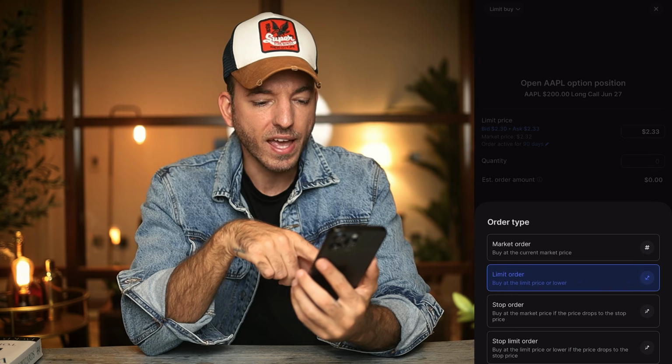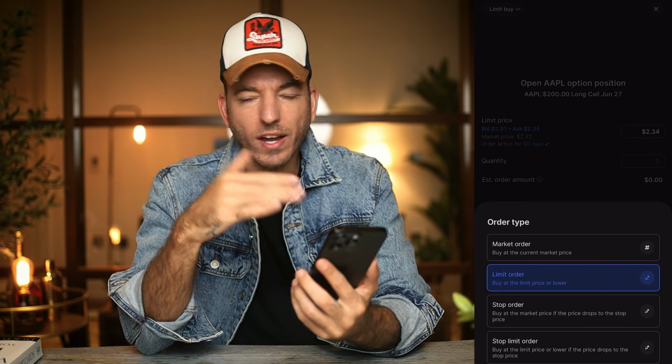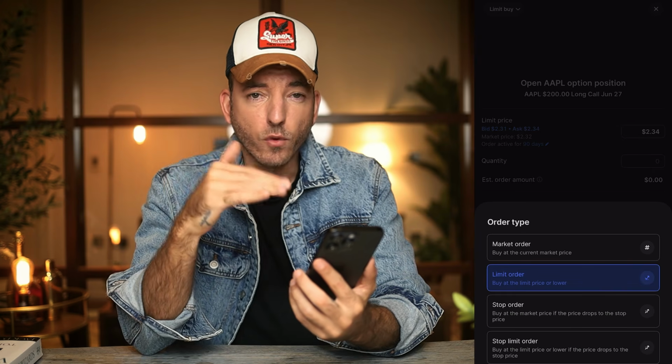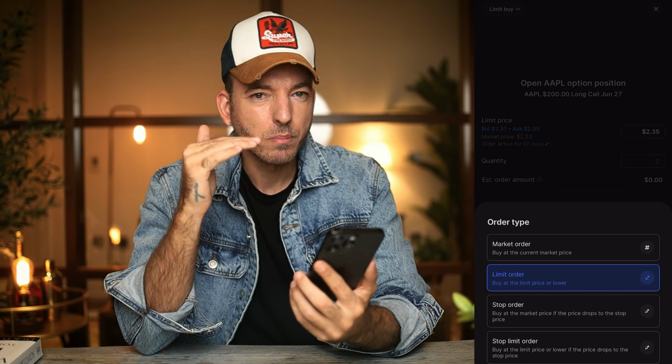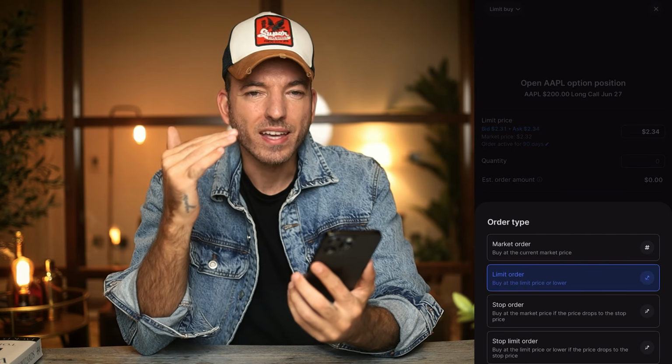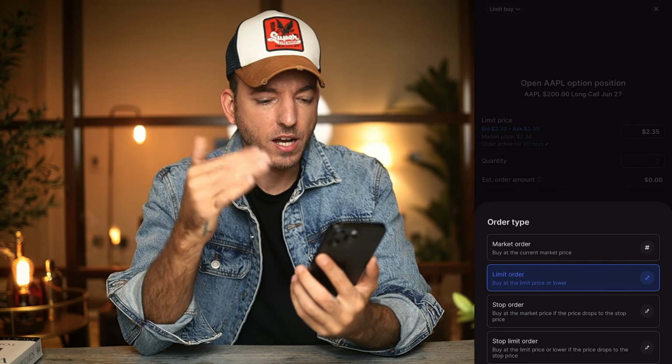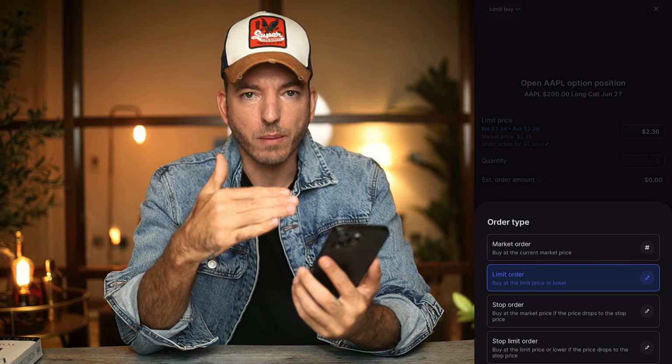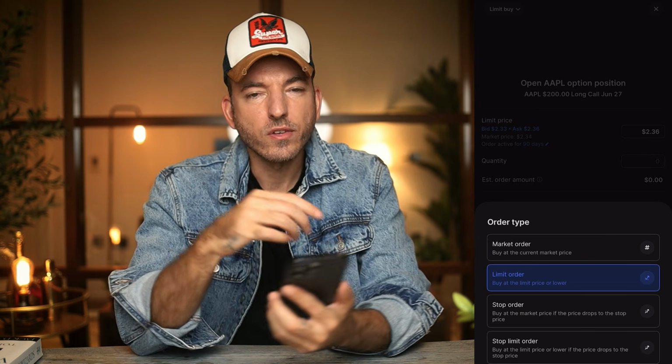Now, limit order: buy at the limit price or lower. I don't want to pay more than a certain amount for this option contract. So I'm going to put a limit order, and this is going to be the highest amount that I'm going to pay for this option contract or lower. If the market could find me a lower price, it's going to do that. Right now for stop order.